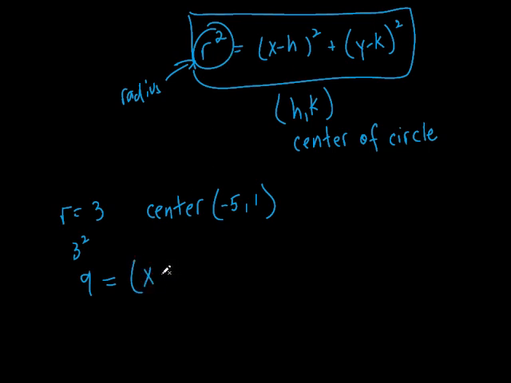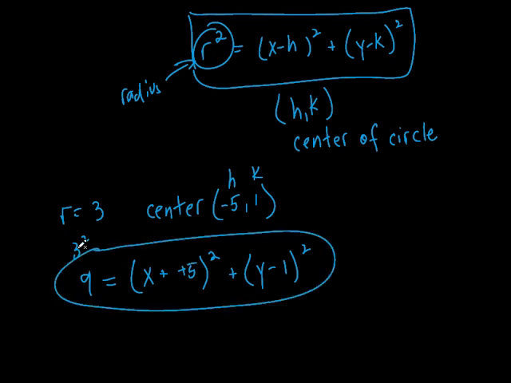Now, we just put x minus whatever the h is. What's the h? That's the h, isn't it? So it's minus a negative 5, which will eventually be plus 5. Good. And what do we do with that? We square it. Plus, and then how do we do the next part? It's y minus k. So it's y minus what? 1. And then we square that. Okay, that equals 9, and that right there is the equation of that circle.